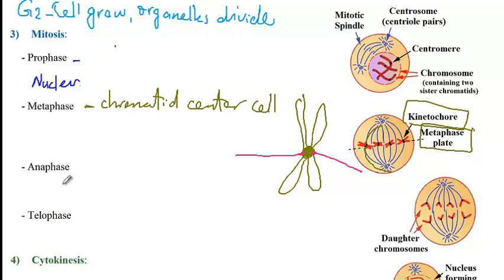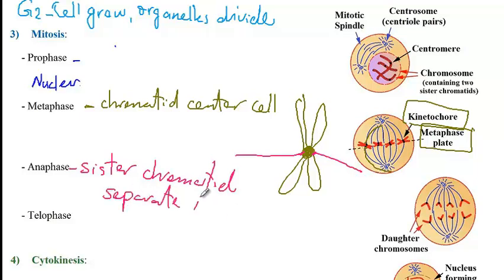And then during the next phase, which is anaphase, sister chromatids start to pull apart from each other. As these spindle fibers start to shorten, sister chromatids will start to move to the opposite poles of the cell. So here in anaphase, sister chromatids will separate into opposite poles of the cell. Alright, and then at the same time, the centromeres will start to divide.